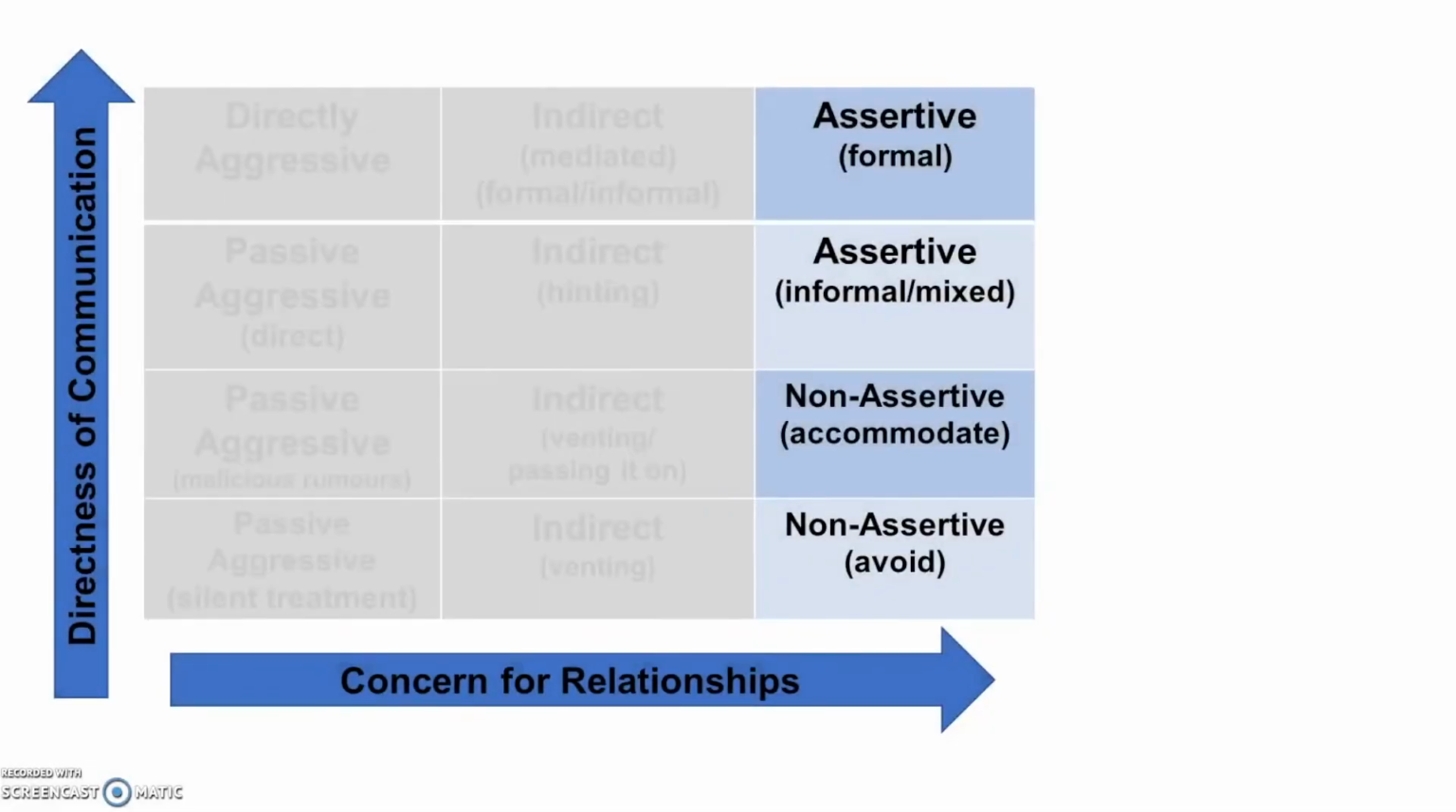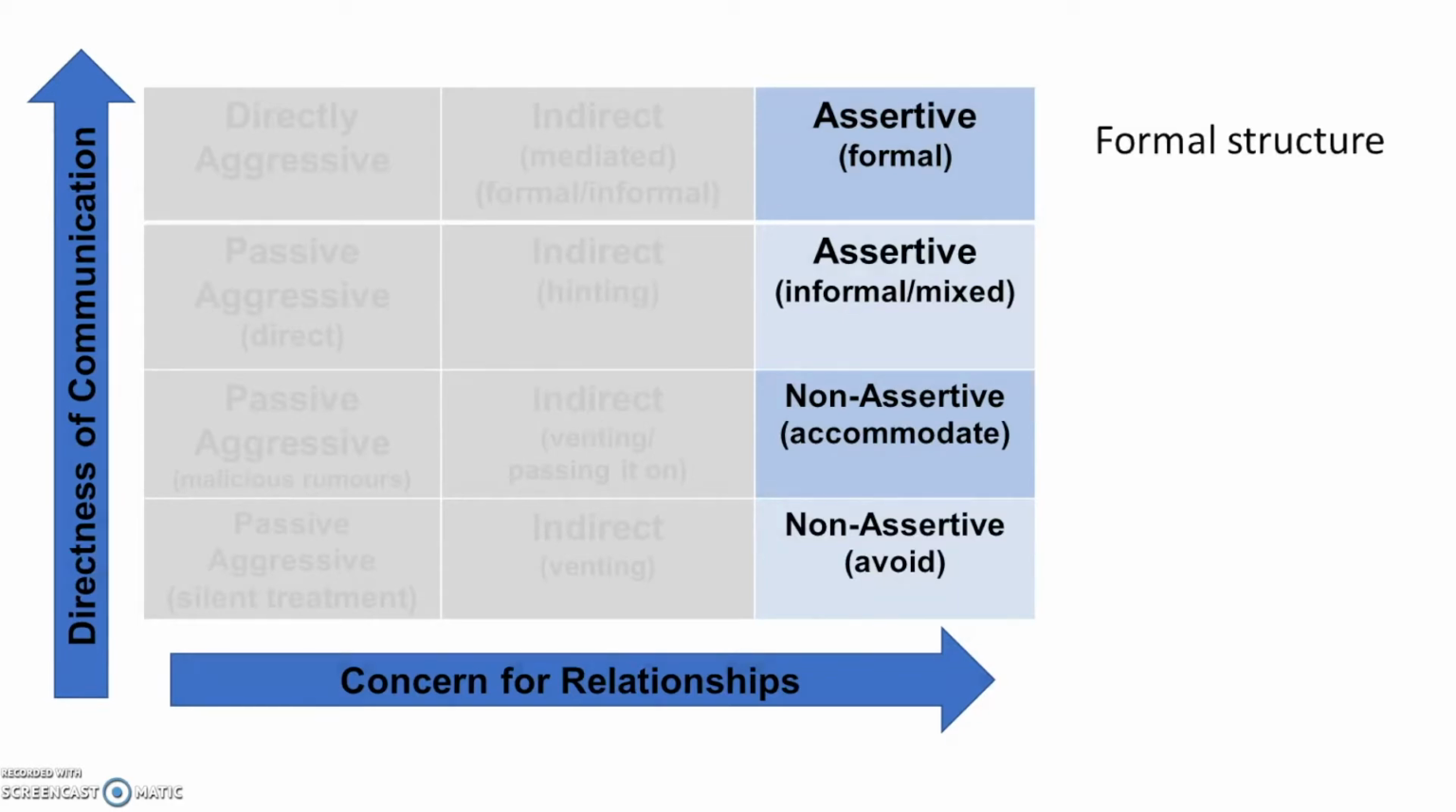Moving to the right, we find approaches that are based upon high levels of concern for relationships and other people. This includes assertive approaches, which can be broken down into two kinds. The first is very formal, highly structured forms of assertive messaging.